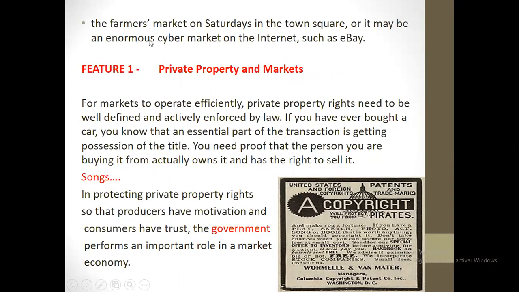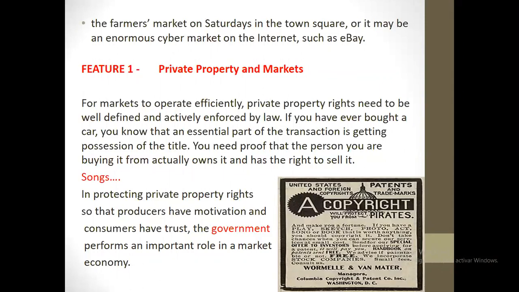And it may be an enormous, y también puede haber un enorme que puede ser el cyber market. Ejemplo de cyber market en internet puede ser eBay. ¿Qué otro cyber market puede ser? Amazon. Y hay muchos cyber market, examples of cyber market. Muy bien. Vamos a hablar ahora de las diferentes features o características de este tipo de sistema de market economies.